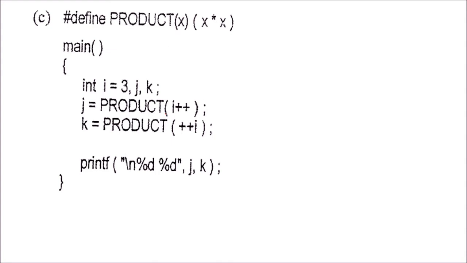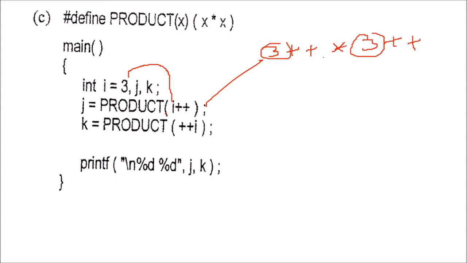Now here we have x into x, this is product x. When we pass 3 here, this will be 3++ into 3++. What it means is, first this 3 will be utilized and then it will be incremented. So 3 into 3 is 9. So j is 9, it is okay. But how about this? k will be printed as 49. How? See very carefully. This is 3 and this is 3. But we have 3++ and 3++ also.